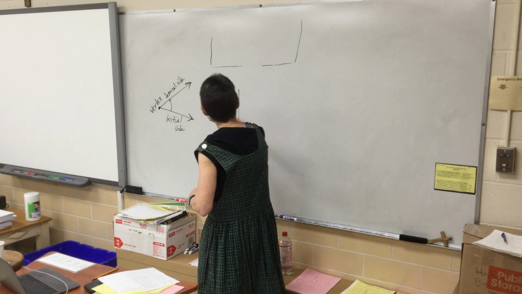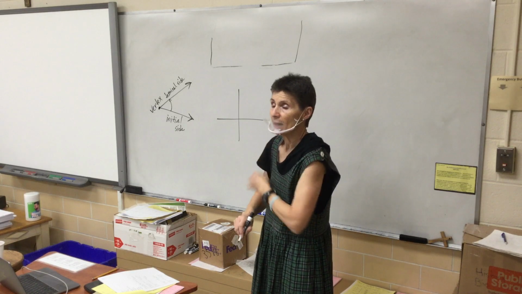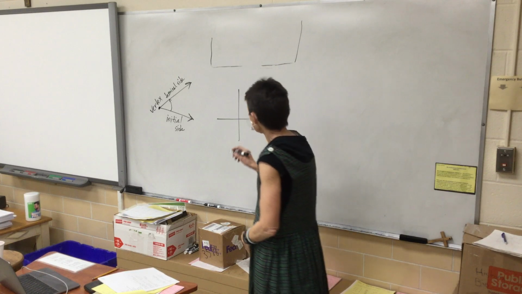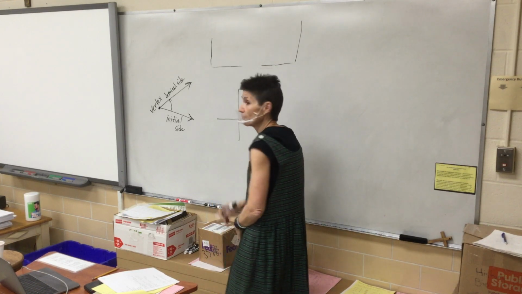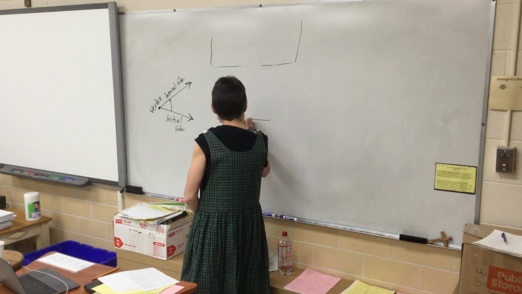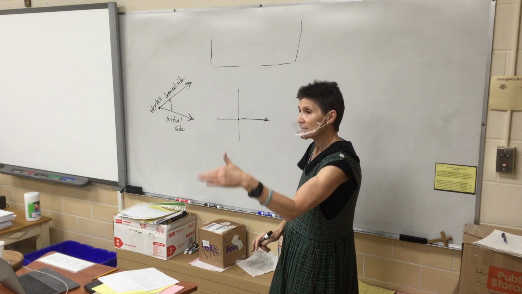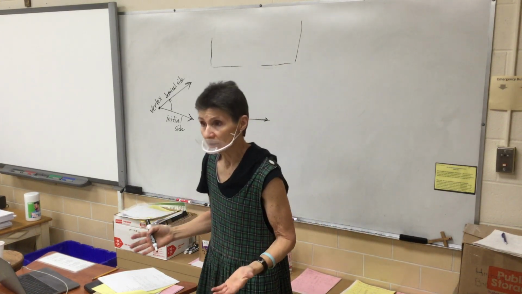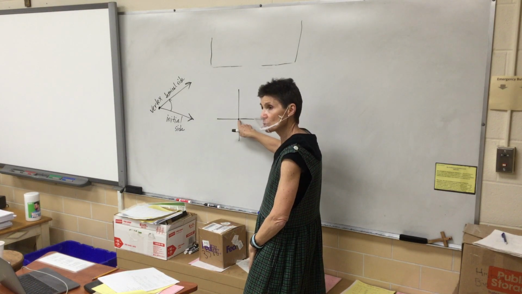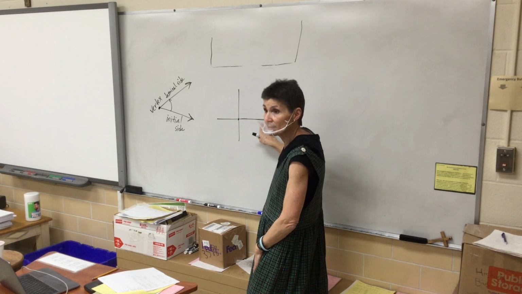So unless otherwise specified, angles in trigonometry are drawn in what we call standard position. And standard position means the vertex is at the origin, and the initial side is the positive x-axis. So when I ask you to draw a 30-degree angle, you're going to set up your coordinate plane, put the vertex right there at the origin, and start measuring on the positive x-axis.